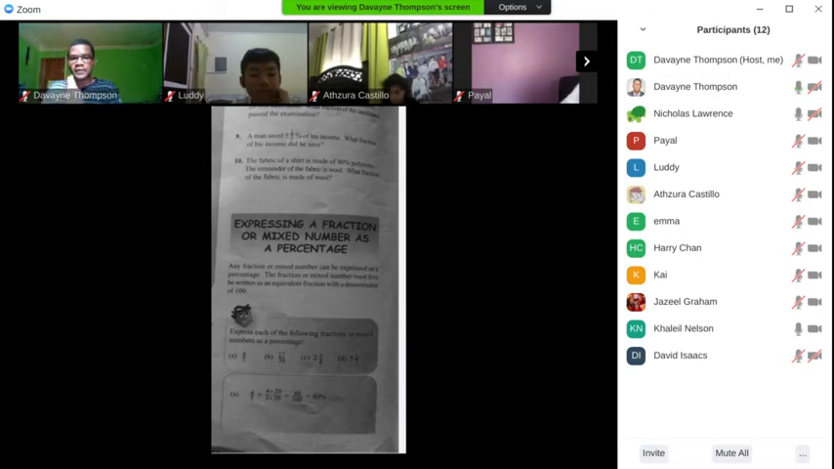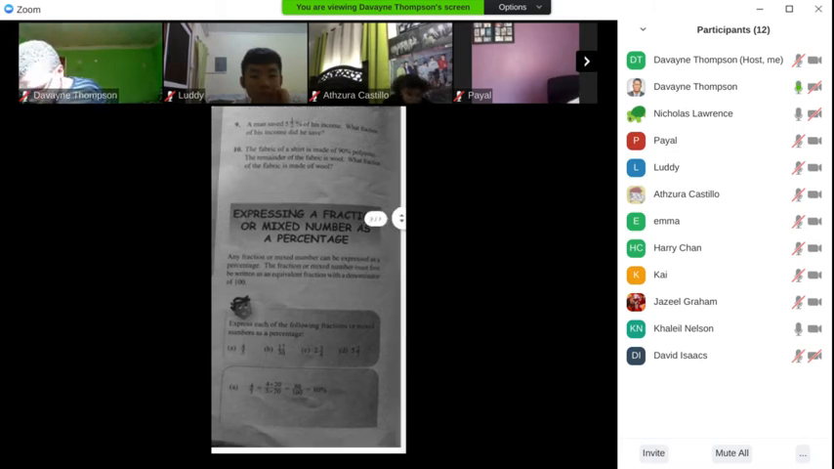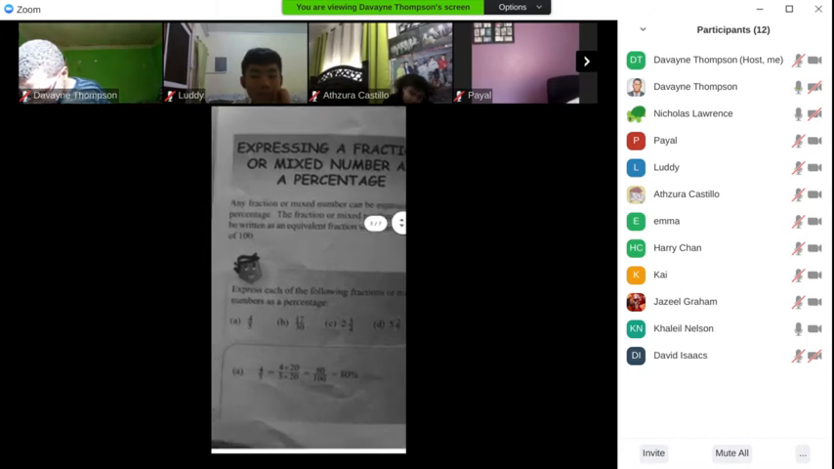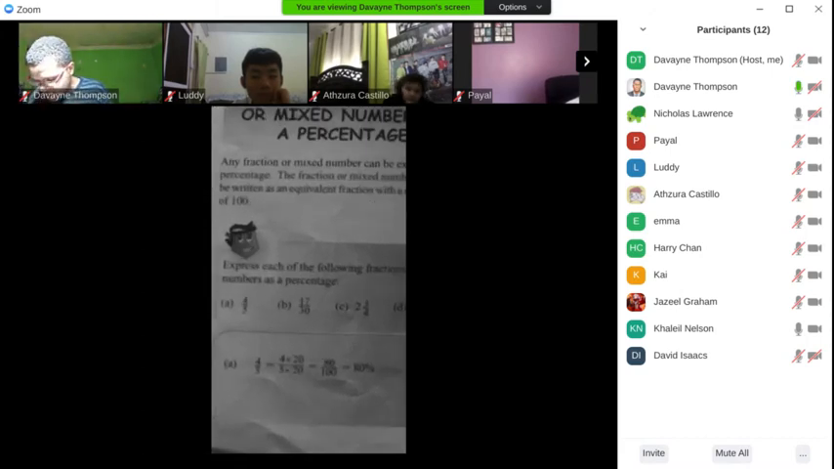So write this for me. Any fraction or mixed number can be expressed as a percentage. And the first one we're going to go through together is 4 divided by 5.